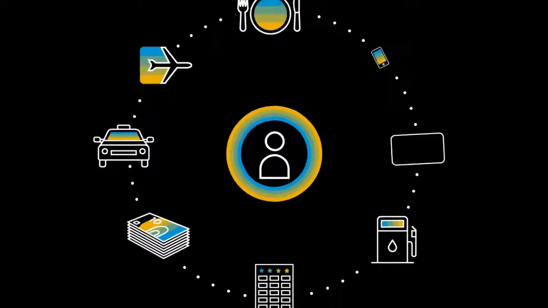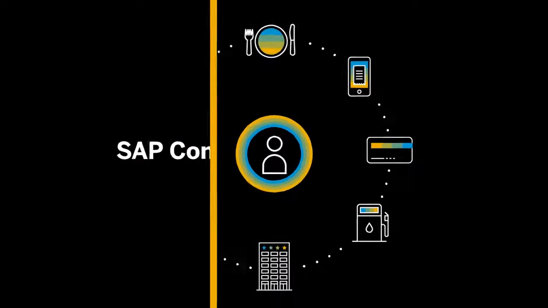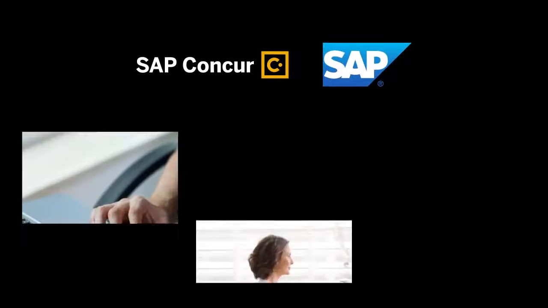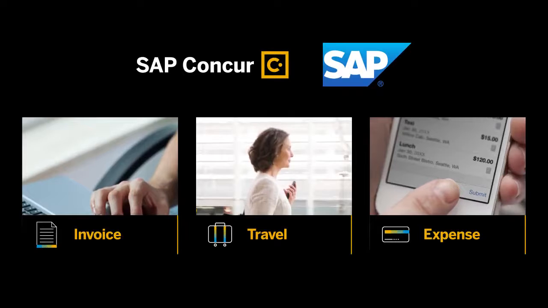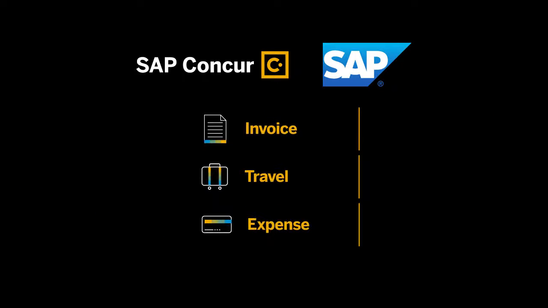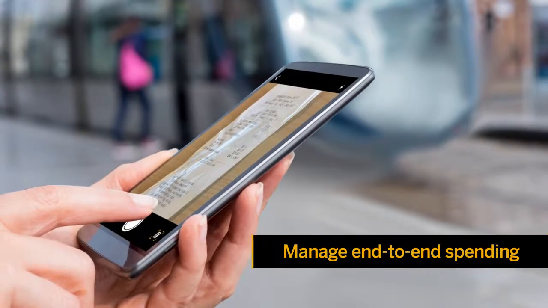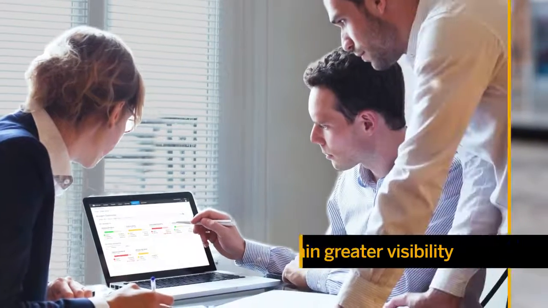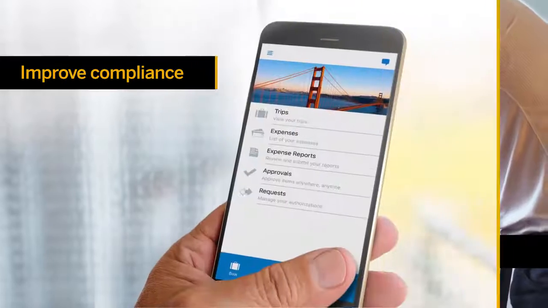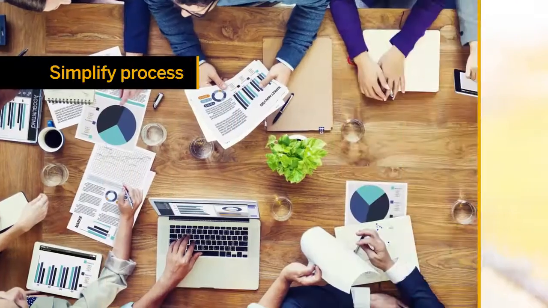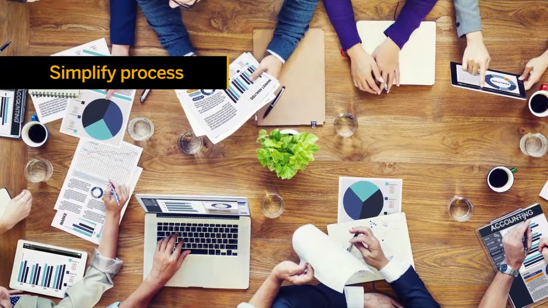Manage spending where and when it happens with Concur Expense. SAP connects your expense, travel, and invoice spending in one system, providing a way to manage spending from end to end, gain greater visibility into transactions, improve compliance, and simplify the process for employees and administrators.